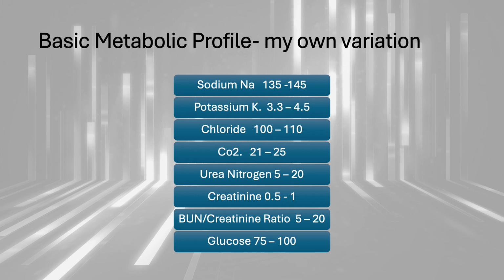Other values I like to include and also try to commit to memory are the following. Sodium 135 to 145, potassium 3.3 to 4.5, chloride is 100 to 110, CO2 21 to 25, urea nitrogen 5 to 20, creatinine is 0.5 to 1, BUN creatinine ratio 5 to 20, and glucose 75 to 100.